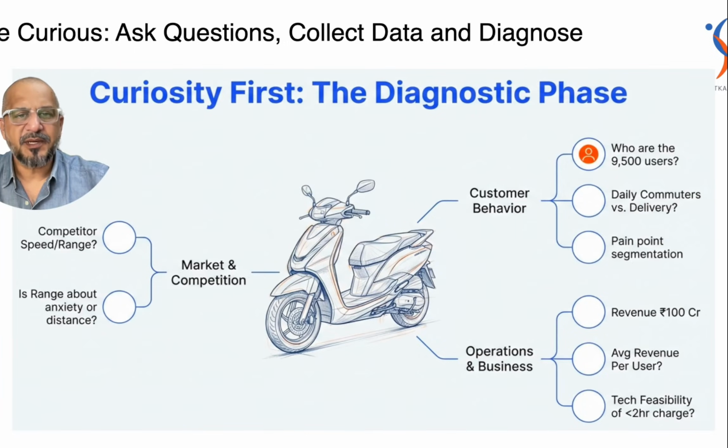Then on my operations and business side, what is my revenue? What is my average ARPU, right? Average revenue per user. Is it even technically feasible to charge the battery under 2 hours? So there are multiple of those operational and business data that I will have.